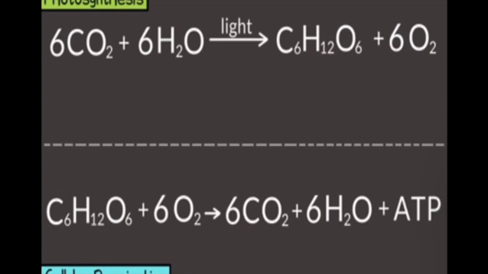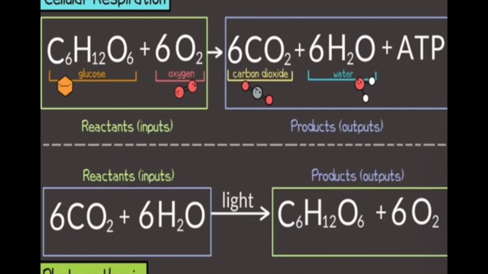Now, photosynthesis and cellular respiration are connected. You cannot have one without the other. And we can see that if we look at their equations. The products and reactants are opposites. The reactants of one are the products of the other. Remember, reactants are in, products are out.